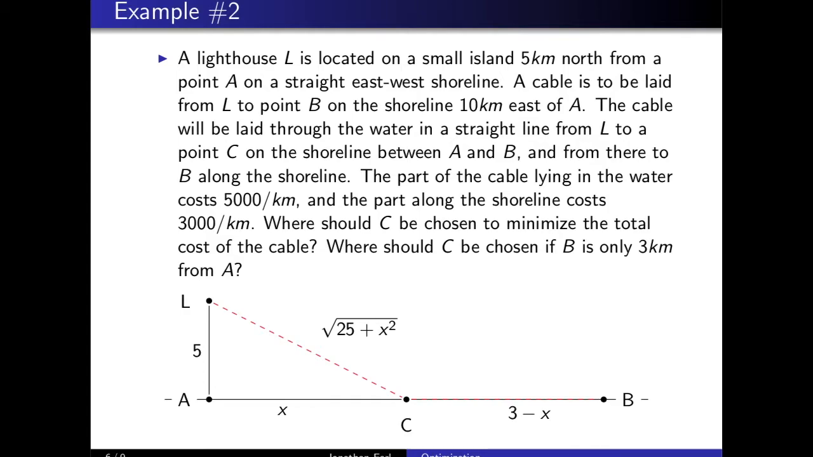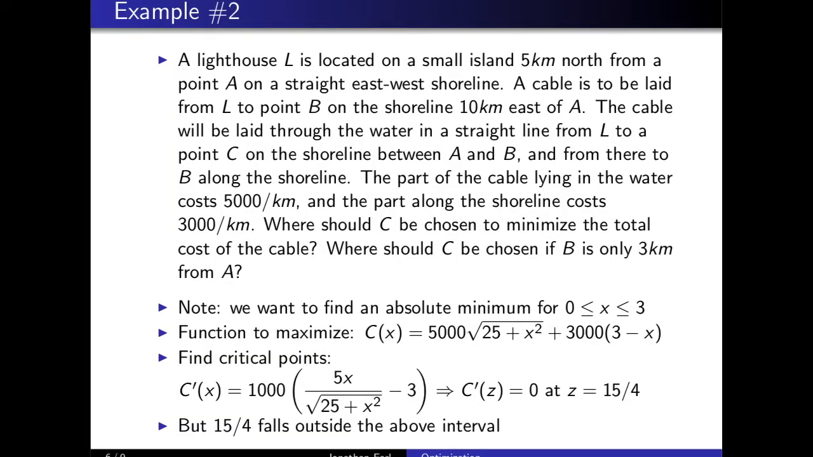Okay, so then we said we want to do this again where the distance between A and B is only 3 kilometers. So same kind of setup, just we changed the distance between A and B to be 3 instead of 10. So all we've done is we've just changed this constant here, so everything else is going to work out to be pretty much the same. So our derivative is going to be the exact same because all we've done is change a constant.